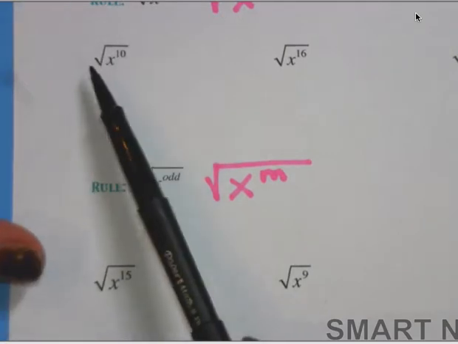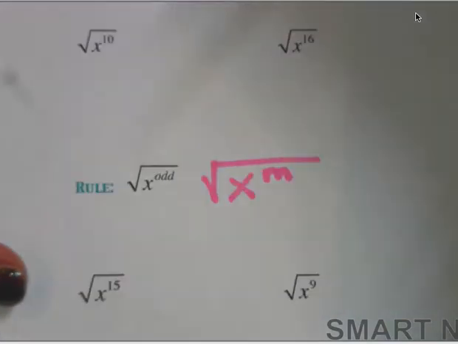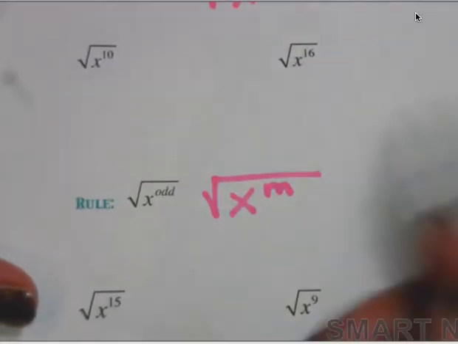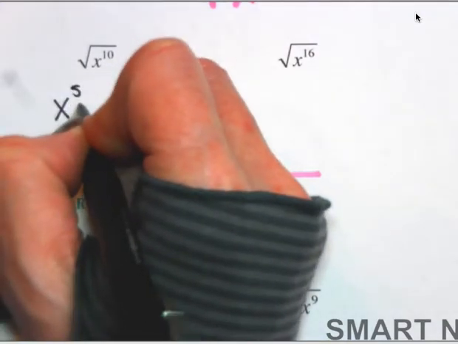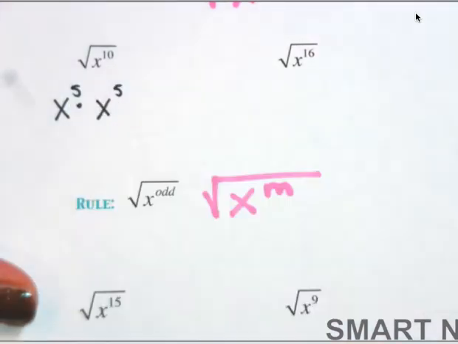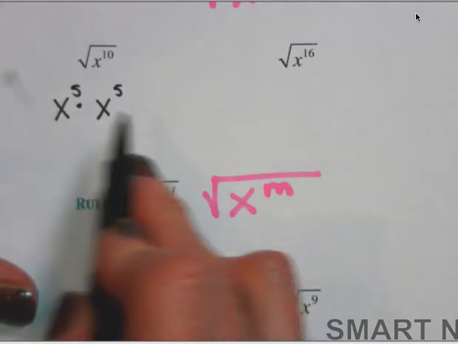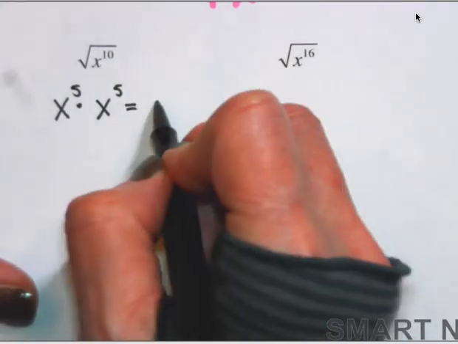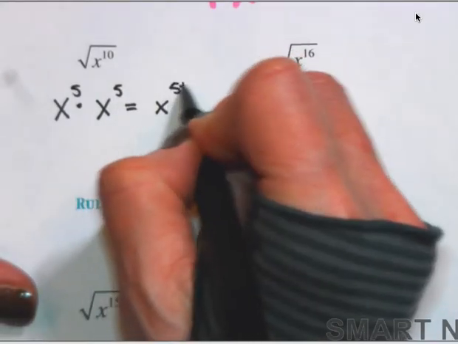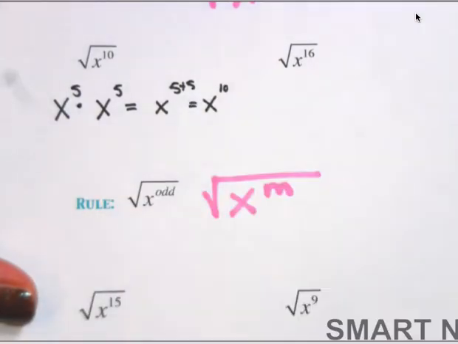Let's start with the square root of x raised to the power of 10. And to break this down and explain it, I would like to go back to exponent properties. So if I have x to the power of 5 times x to the power of 5, that's the same number times itself, which represents a square root. And if I add these two together, when the bases are the same, you add the powers together. If I add those two together, I end up with x to the power of 10.